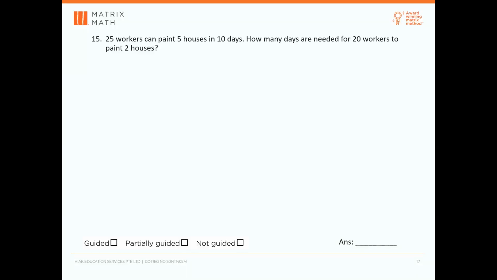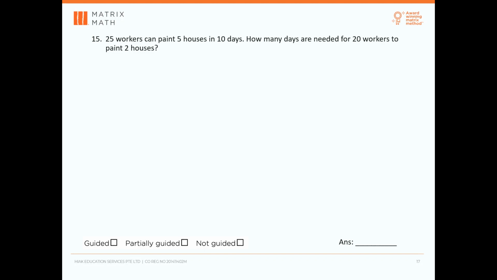Question 15, 25 workers can paint 5 houses in 10 days. How many days are needed for 20 workers to paint 2 houses? Okay, this is a question on rate. And how do we identify this type of rate question?